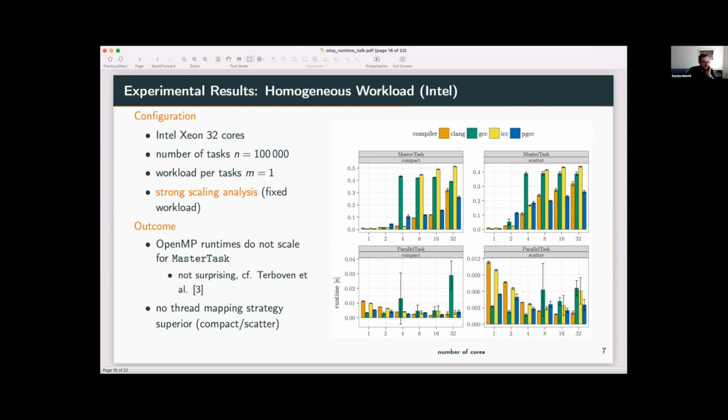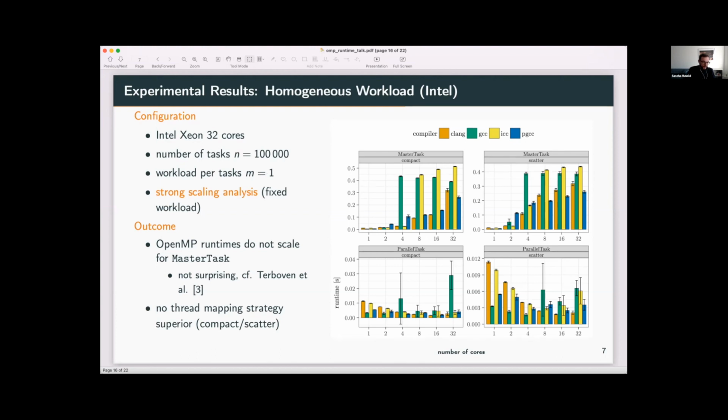So what are the results of our experiment? The first experiment is a homogeneous experiment where we create 100,000 tasks, and each task is very small. So we would like to really assess the scheduling performance of that system. We basically stress that system. Each task has basically no work. It's done in no time.